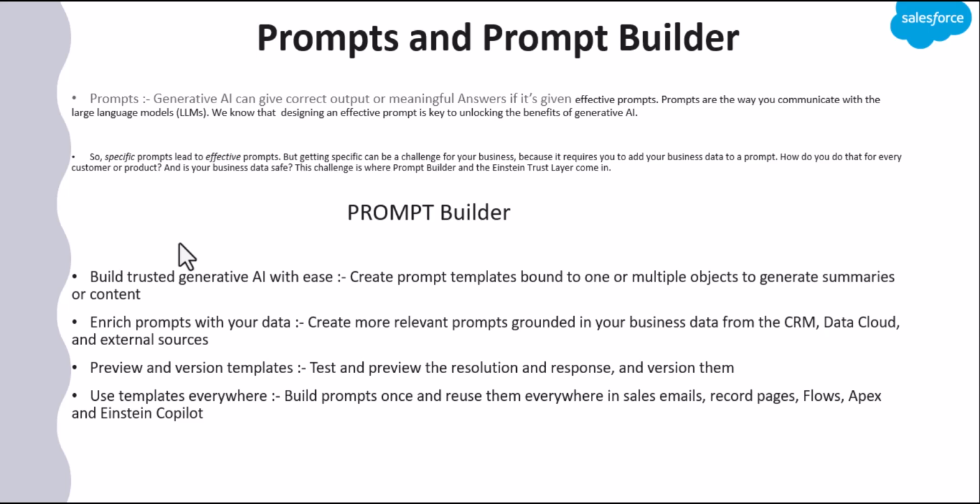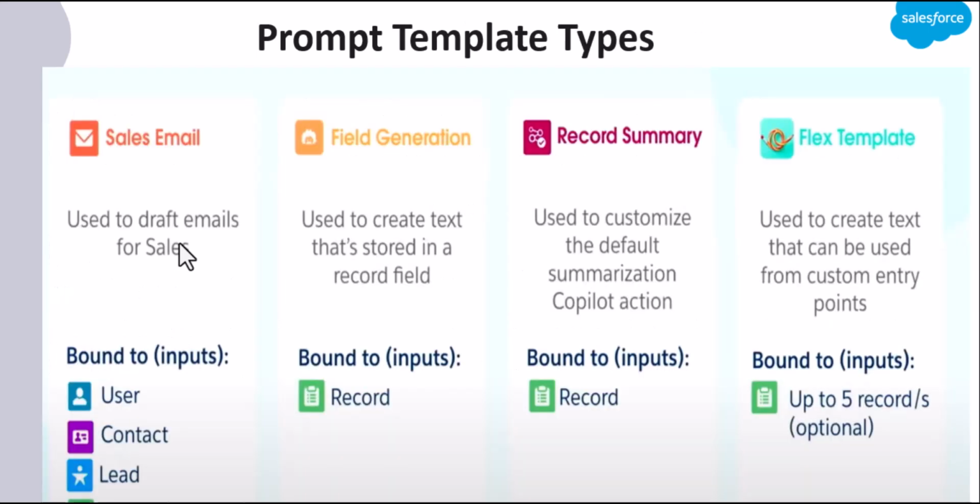Now let's understand the different types of prompt templates in Salesforce Agentforce. So here first we have the sales email, then the field generation, then the record summary and then the flex template. So let's understand what is the sales email prompt template. Here this sales email prompt template we can use to draft the emails for sales. And while creating this sales email prompt template, which data can we bind to it?